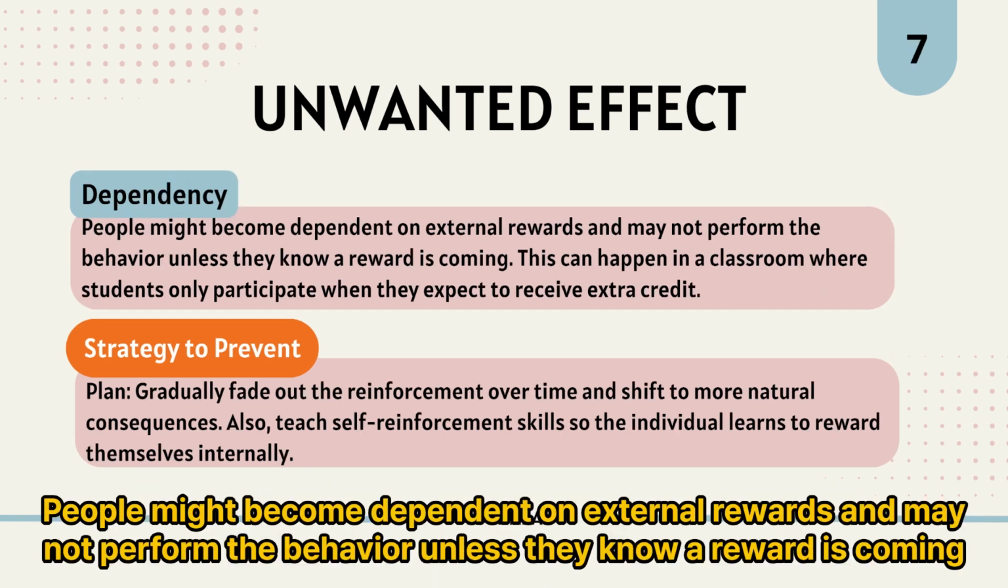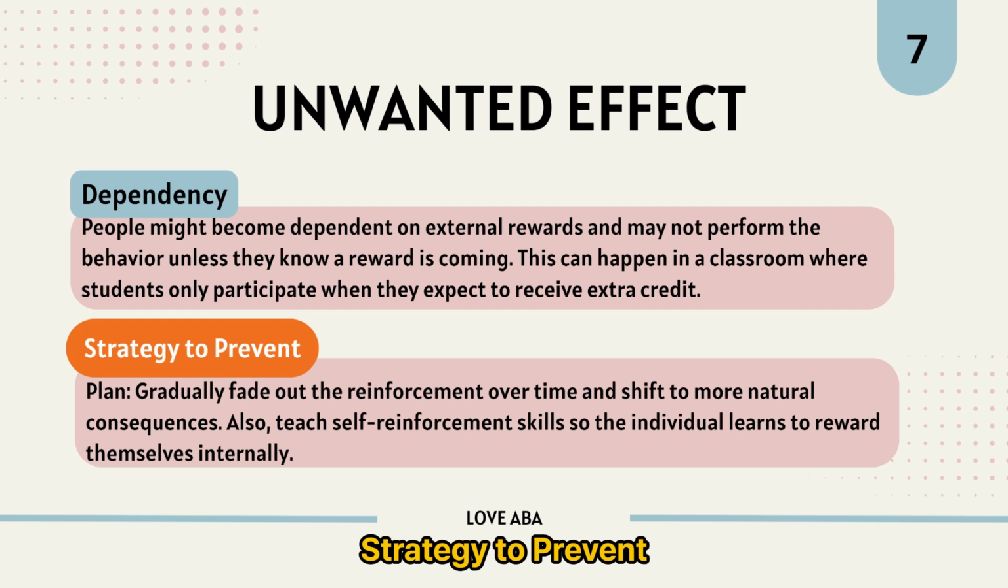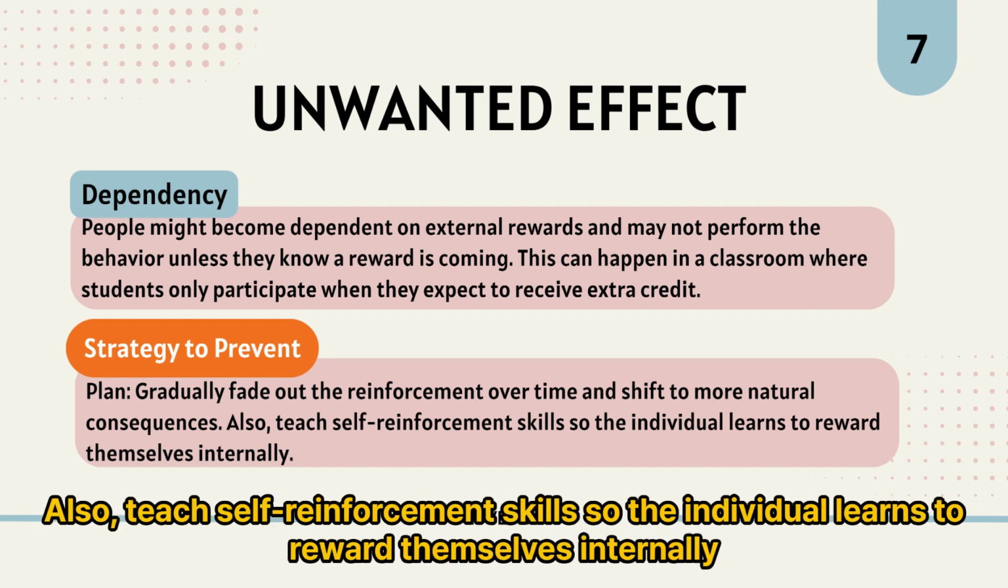Dependency. People might become dependent on external rewards and may not perform the behavior unless they know a reward is coming. This can happen in a classroom where students only participate when they expect to receive extra credit. Strategy to prevent. Gradually fade out the reinforcement over time and shift to more natural consequences. Also, teach self-reinforcement skills so the individual learns to reward themselves internally.